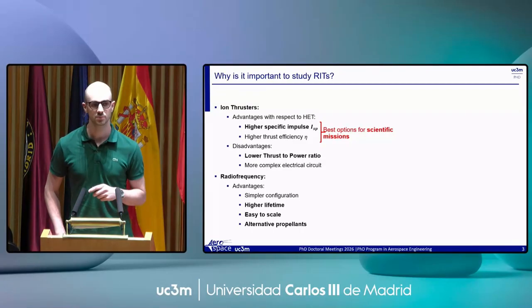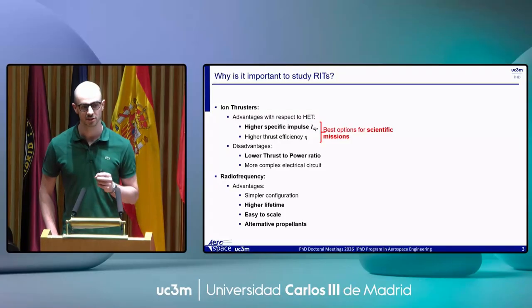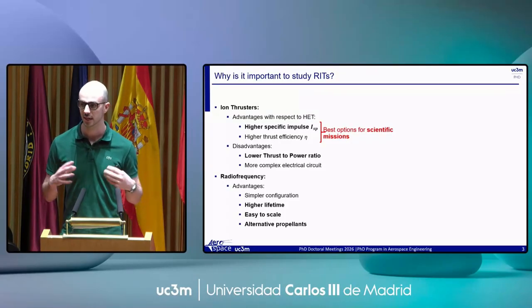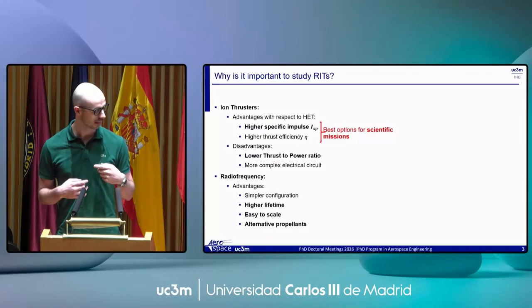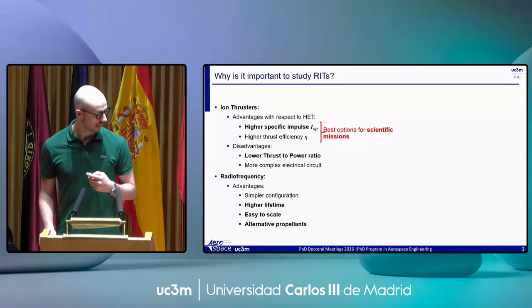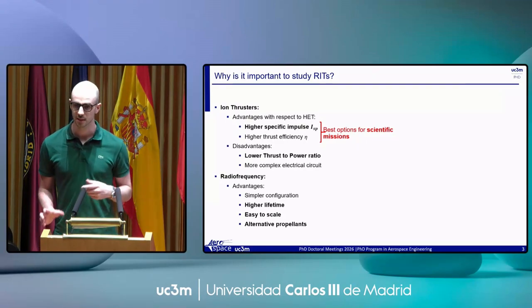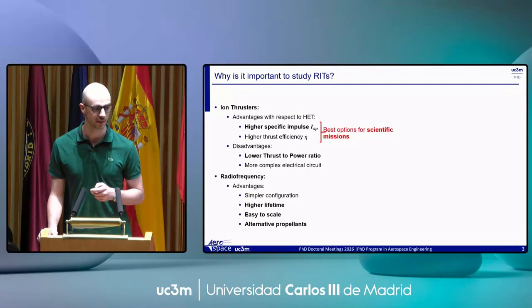Radiofrequency ion thrusters in particular have some further advantages that are related to the simpler configuration with respect to classical ion thrusters, because they don't have an internal cathode. This also increases the lifetime of the thruster, and it makes them very easy to scale, especially to scale down to low power cases, and they also show good performance with alternative propellants.